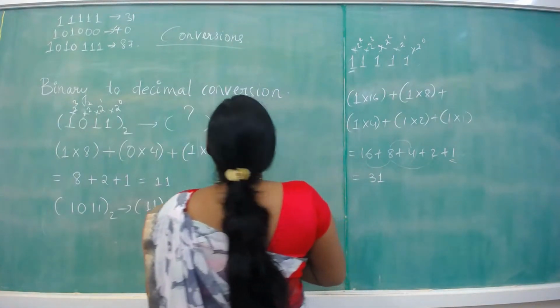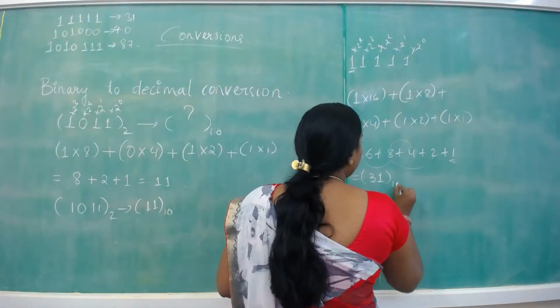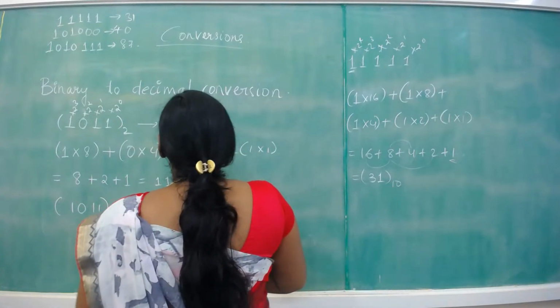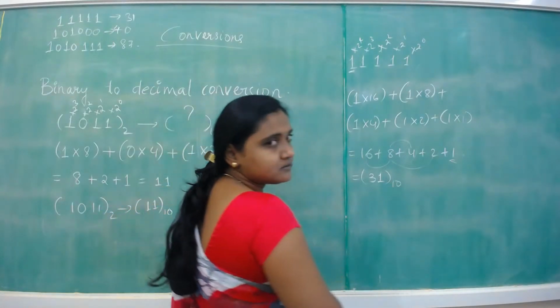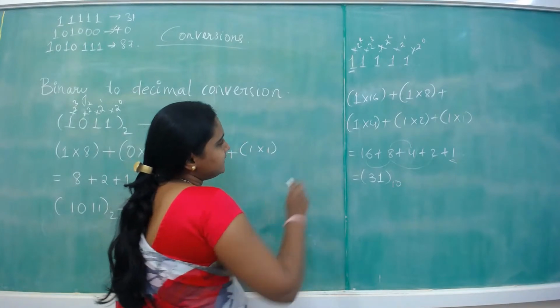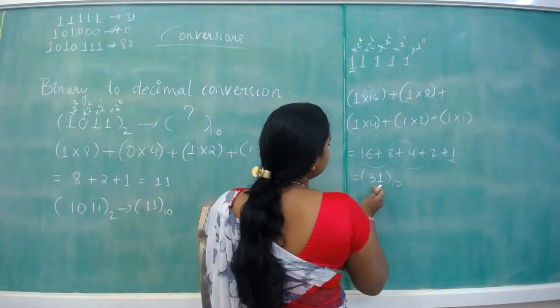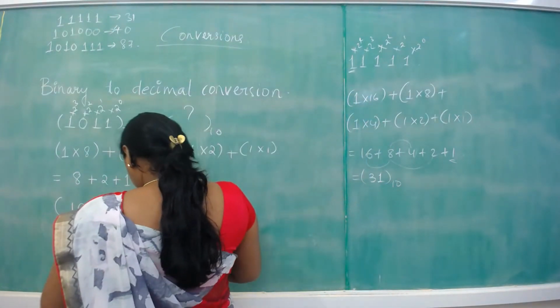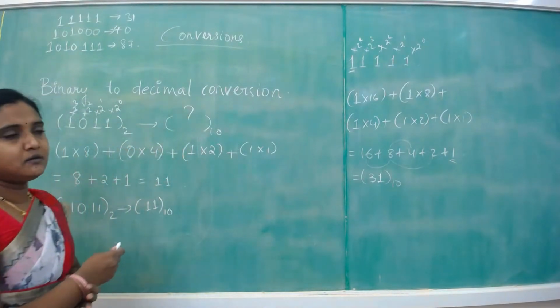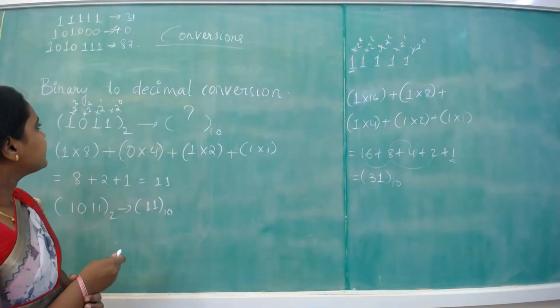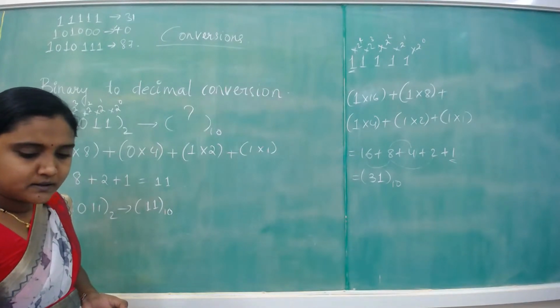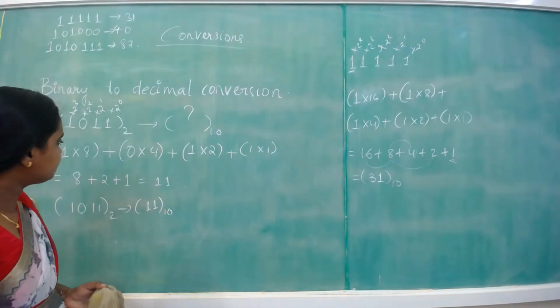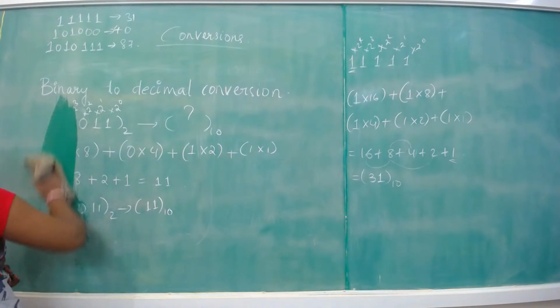So, what was the conversion we have performed for 31? We got 1, 1, 1, 1, 1. Okay, we got 5 ones. Converting back then to decimal, we got the same value as 31. So, this is the binary to decimal conversion. Let's do another conversion now.